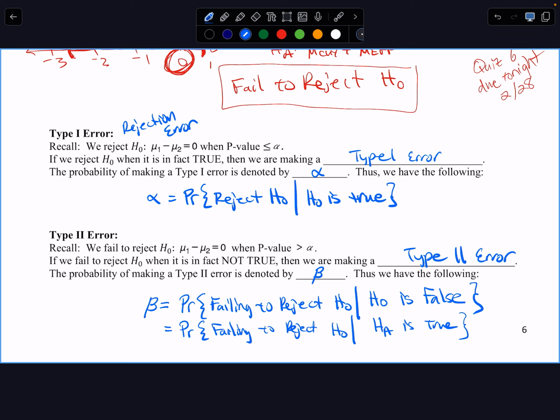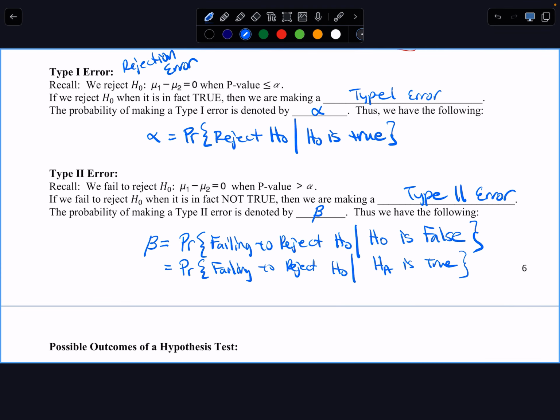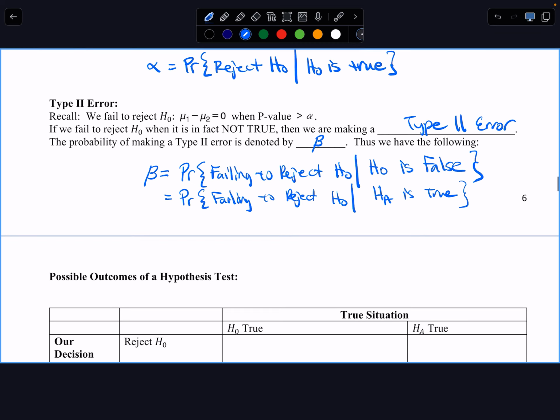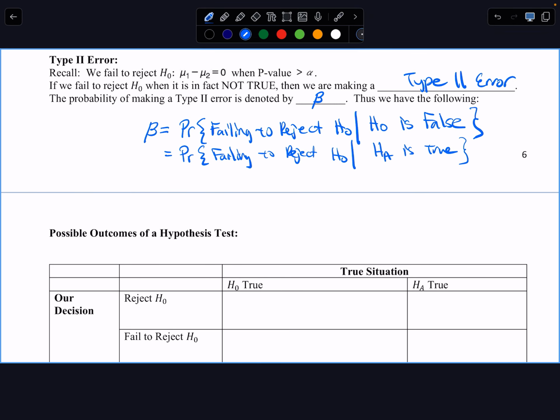Now, if you look on the next page in your notes, it has a table of all of the possible outcomes when you do a hypothesis test. Okay? In almost every statistics class that does hypothesis tests, they review this table here, so I'll review it with you guys. All right? So in this table, we have a couple of things happening here.